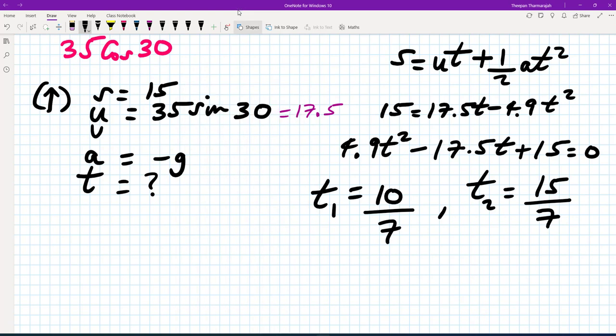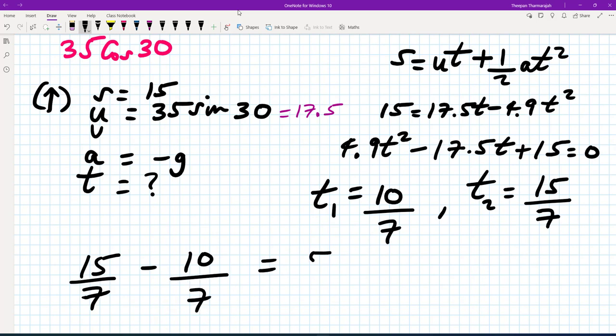But what the question states is find the length of time for which the particle is 15 meters or more above O. So it reaches 15 meters at both of these time points. If we subtract them, we get the length of time that it's 15 meters or more above O. So we require 15 over 7 minus 10 over 7, which is 5 over 7 seconds.